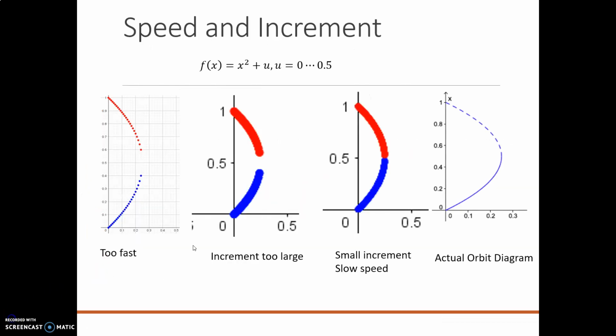Just as a quick note, we get to see here an example where f(x) equals x squared plus u, with u between 0 and 0.5, which shows the importance of setting the right speed and increment. This is an example of having a speed which is too fast. This is an increment which was slowed down significantly, but the increment was too large, and we get gaps in our graph. And here we've got a small increment and slow speed. We see that it's very smooth and it didn't miss anything. And here's what the actual orbit diagram looks like if we were to have it with dashed lines.